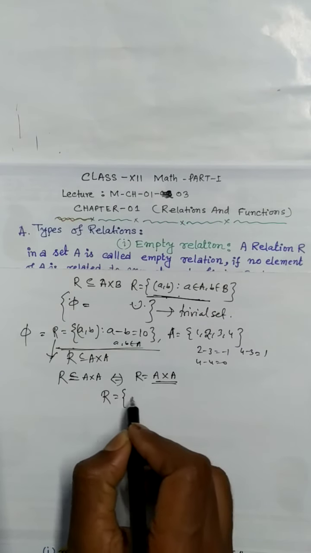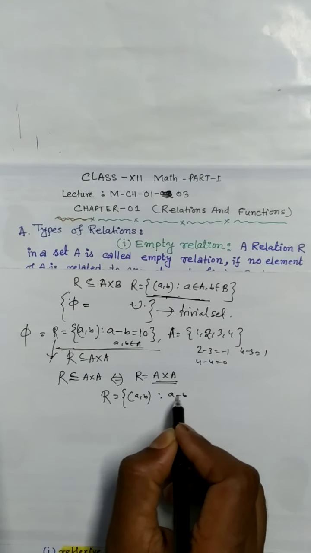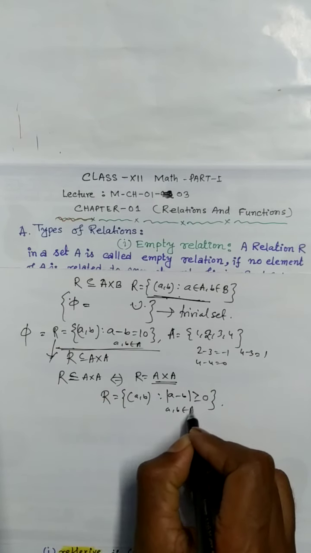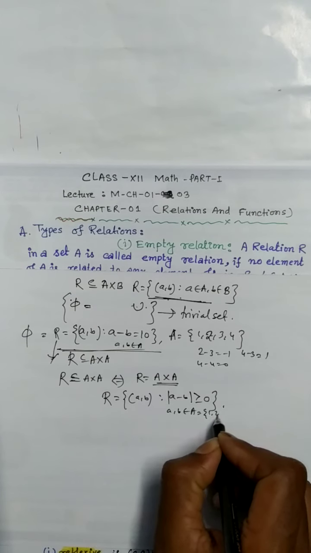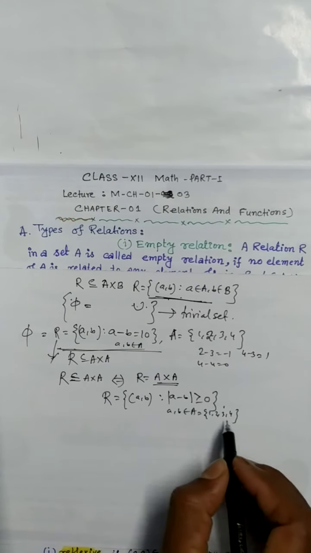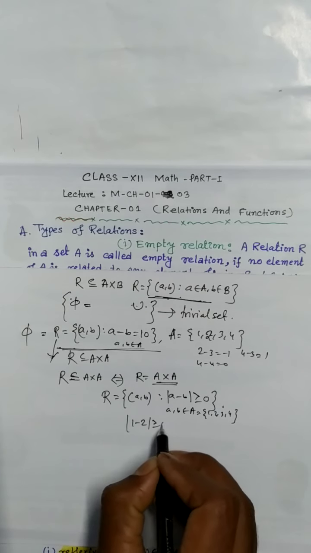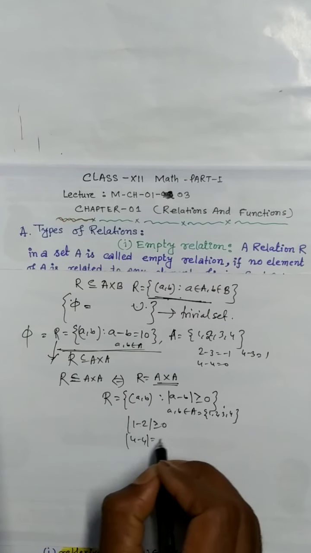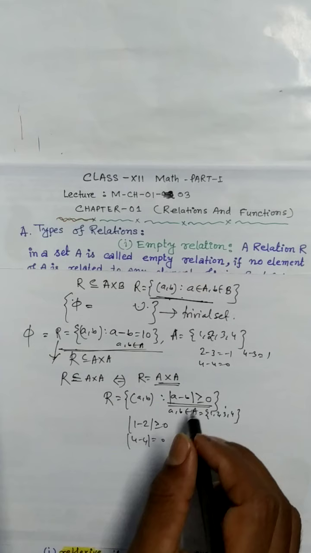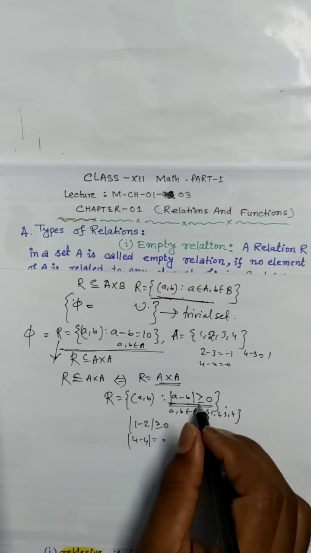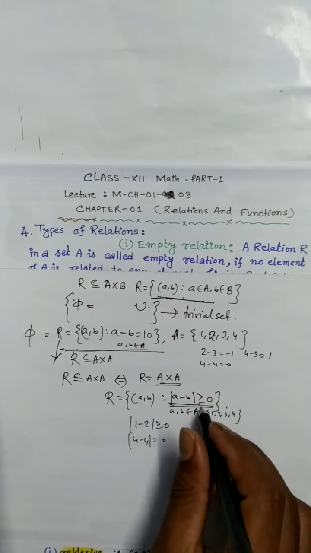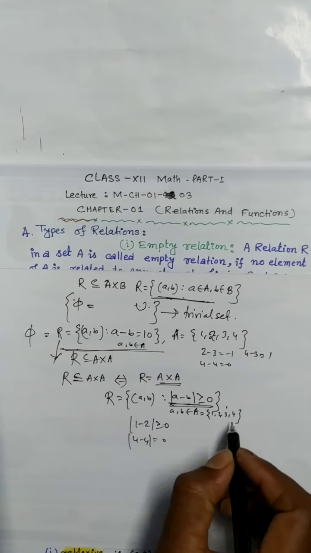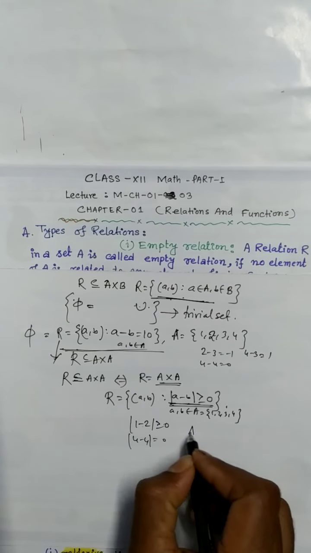So we can take one example also. If R is a relation such that the mod of a minus b is greater than or equal to 0, where a and b are taken from set A and A is {1, 2, 3, 4}. So students, for any numbers you take, like 1 and 2, you will get greater than or equal to 0 because this will be 1. If you take 4 minus 4, it will be equal to 0. So this condition is satisfied by every element of the Cartesian product A cross A.